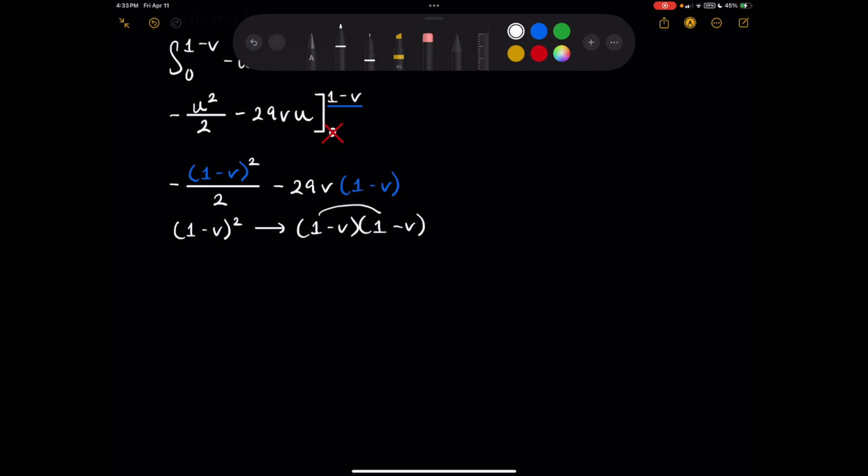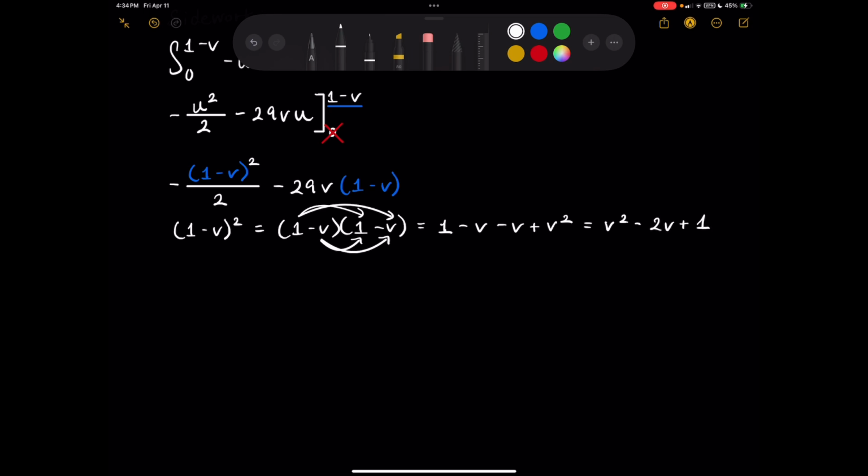So we got the first. I shouldn't put an arrow there. I should actually put equals, because they're equal, right? So the first, 1 times 1, that's just 1. The outside, which is 1 times minus v, which is minus v. The inside, which is minus v times 1, which is minus v. And then the last, which is minus v times minus v, which is plus v squared. So that can also be written as v squared minus 2v plus 1.